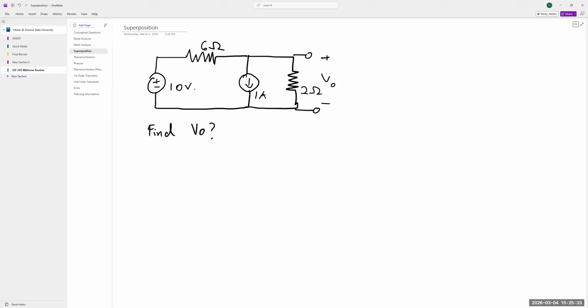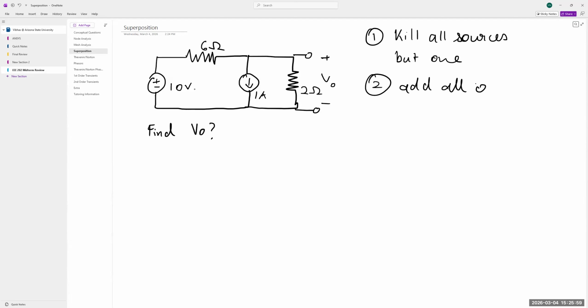All right, let's go over superposition. What does superposition tell you? Superposition is a way to kill all sources but one, and analyze the circuit with just that source active. And then you add all contributions to find the final answer.